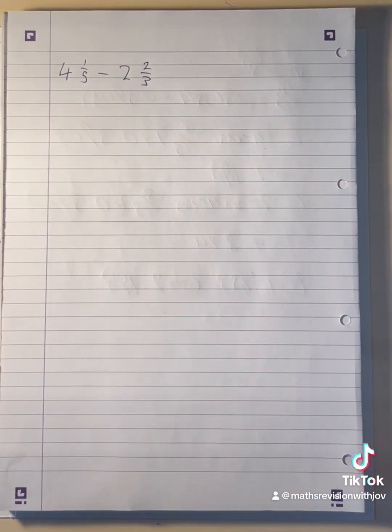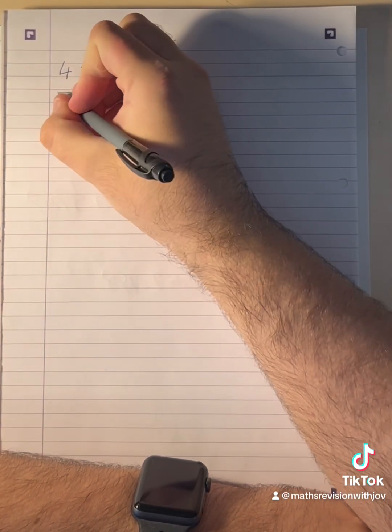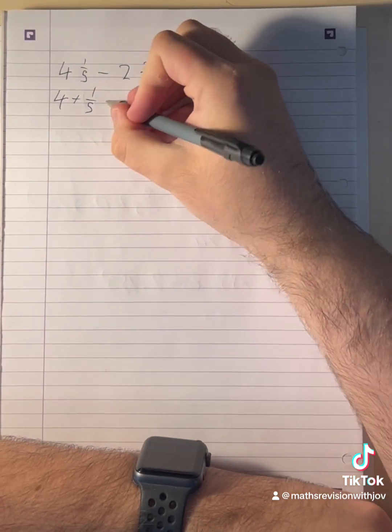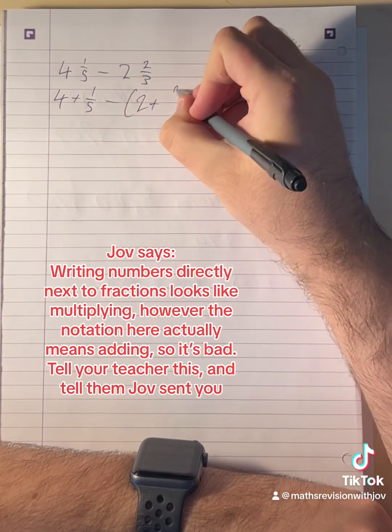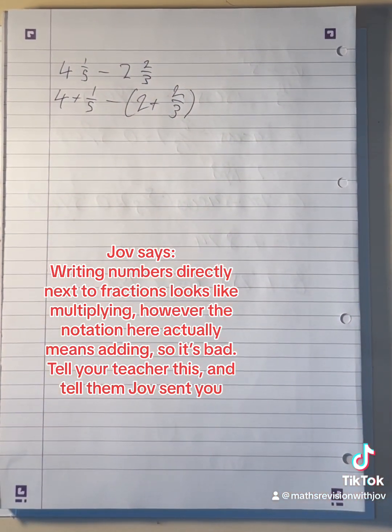Now what this actually means, I don't like this notation personally, is 4 plus a fifth, because it's 4 1/5, minus 2 plus 2/3, and this is now much easier to work with.